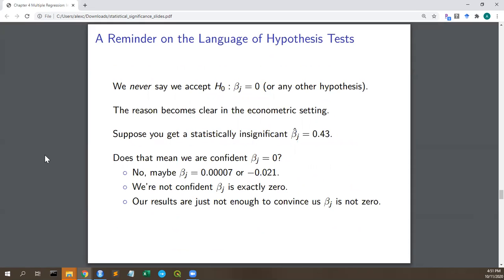Just a reminder, it's a bit of a pet peeve, but the language we use with hypothesis testing is that we never say we accept the null hypothesis, meaning that beta j equals 0, because we can't actually show that beta j is equal to 0. We can just say that it's not equal to 0. It's a little bit confusing. In other words, we say we reject the null hypothesis, meaning that this beta is not equal to 0, and we're confident in that. Or we fail to reject, we cannot say that this beta is not equal to 0. It's almost talking in negatives, which is confusing, but that's the way we have to do it to be as precise as possible.